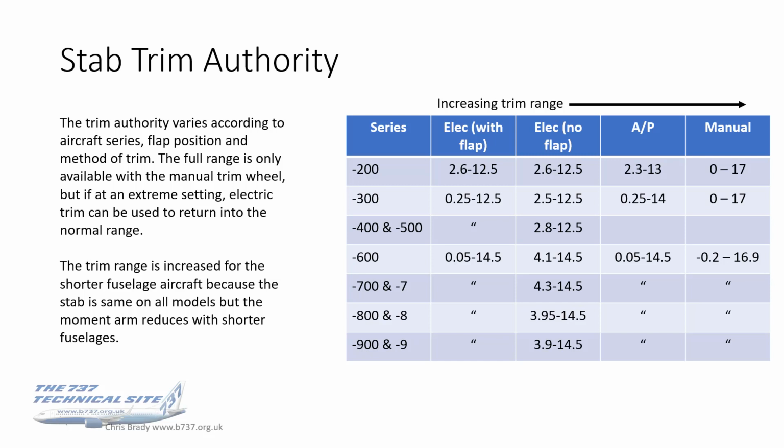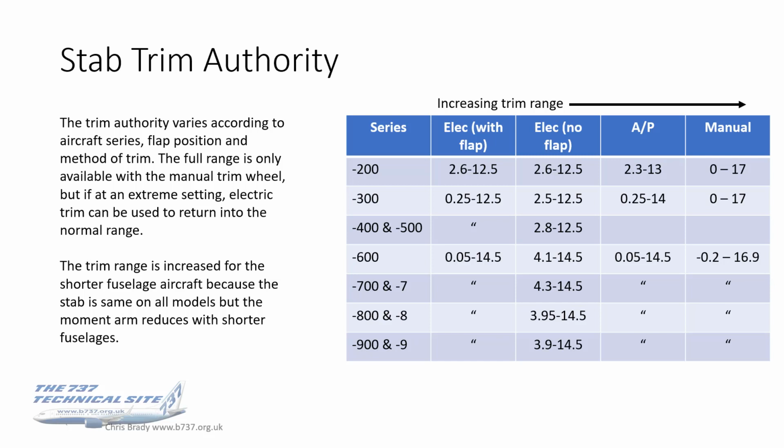All right, I said I'd mention the actual stab trim authority, and here it is. It's all kind of summarised in this table here. Basically, it varies according to the aircraft series, flap position, and even the method of trim. Full trim is only available with the manual trim wheel. That overrides everything. But I will say, if you've got yourself into an extreme trim setting that's beyond the electric trim range, electric trim can be used to return the trim back into the normal range.